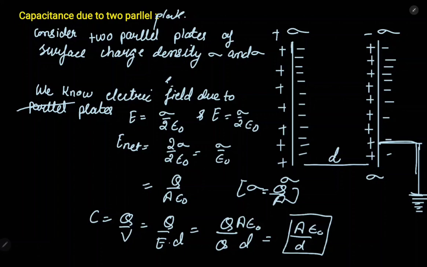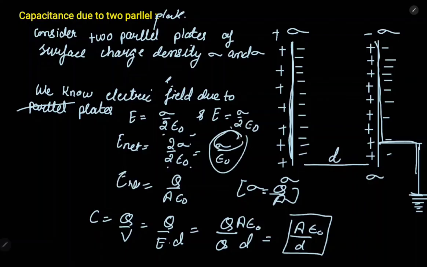I know that from the application of Gauss law, the electric field due to this one plate is equal to sigma upon 2 epsilon naught. The electric field due to the other plate is sigma upon 2 epsilon naught. The net electric field will be the sum of them. I'll get 2 sigma upon 2 epsilon naught. The 2 is cancelled out with the 2, so I'll get sigma upon epsilon naught. So E will be equal to sigma upon epsilon naught.